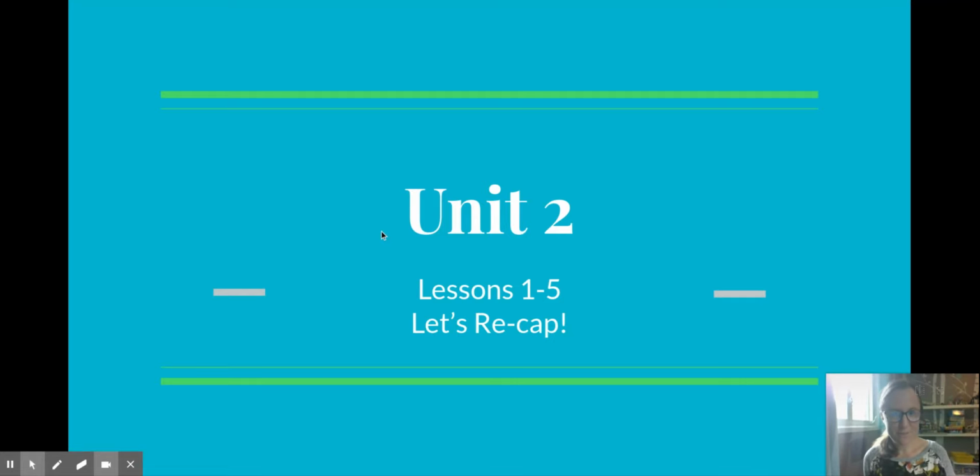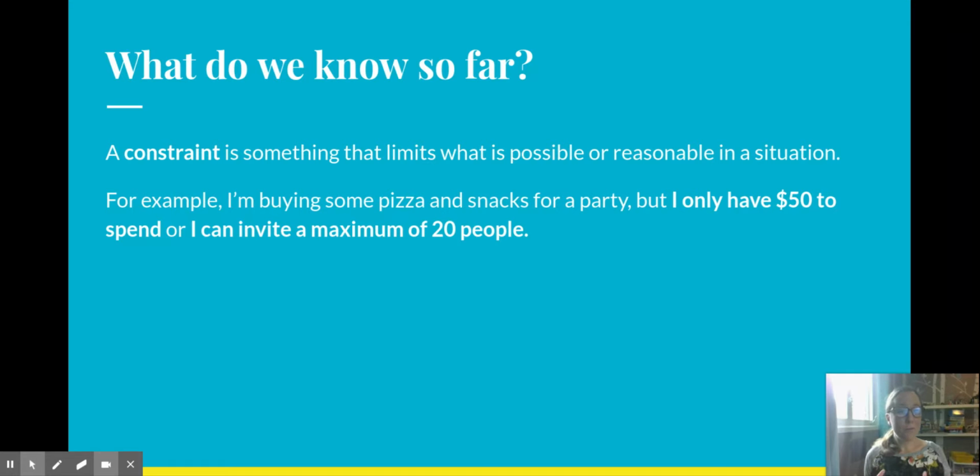So what we started out learning was that a constraint is something that limits what's possible or reasonable in a situation. So we have these quantities, right? I'm buying some food and pizza and snacks for a party, but I only have $50 to spend. That's a constraint. Or I can invite a maximum of 20 people. That's another constraint. A lot of you talked about budgets when you came up with your own examples.